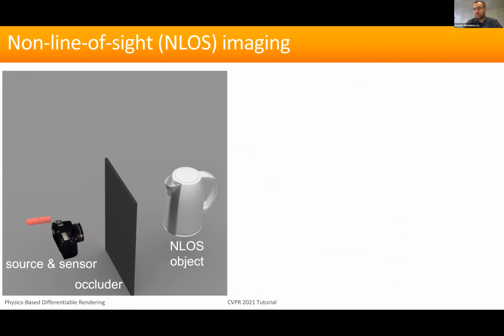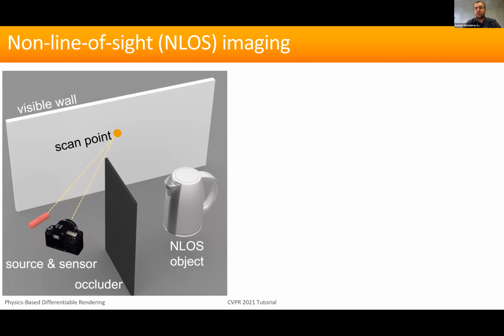Now, another problem I want to highlight, where again we have to deal with global illumination, is a type of imaging that has recently been actively researched both within computer vision and computer graphics, called non-line of sight imaging. And the idea here is that we are looking to reconstruct scenes, objects, BRDFs, and so on that are not directly visible to a camera and a light source. Instead, we only observe these objects from indirect reflections of those objects in some visible surface, for example, some visible wall.